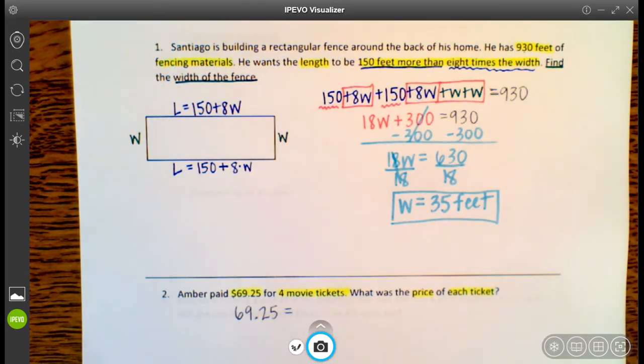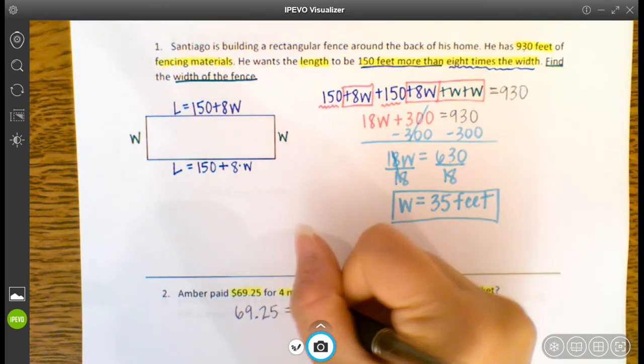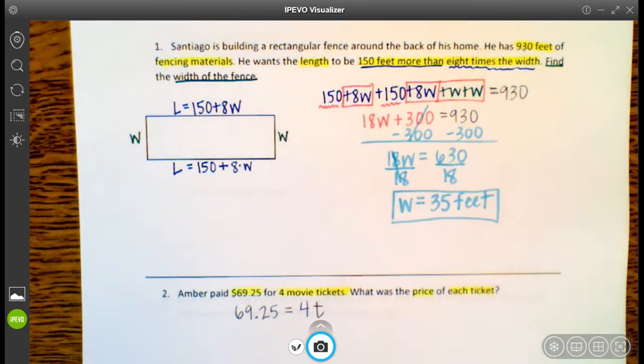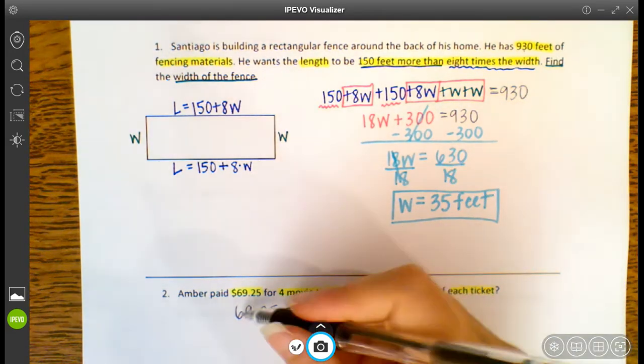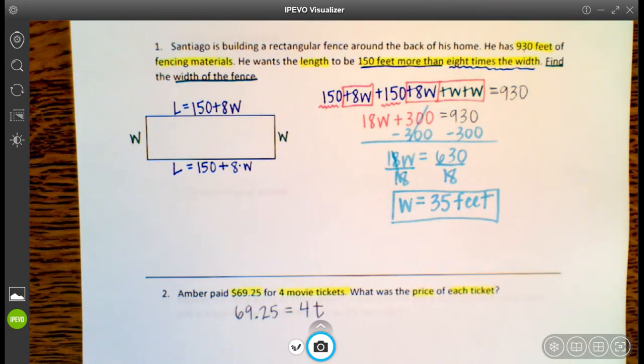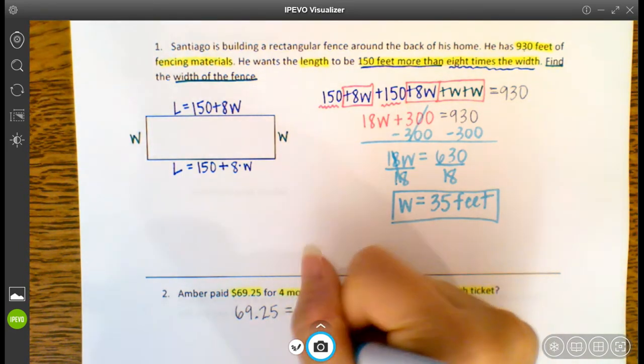And she has paid for 4 movie tickets. So for 4 tickets, T, she has paid $69.25. So in order to find the price of each ticket, we won't multiply by 4 to the amount of tickets I have, but we would divide by 4 from both sides.